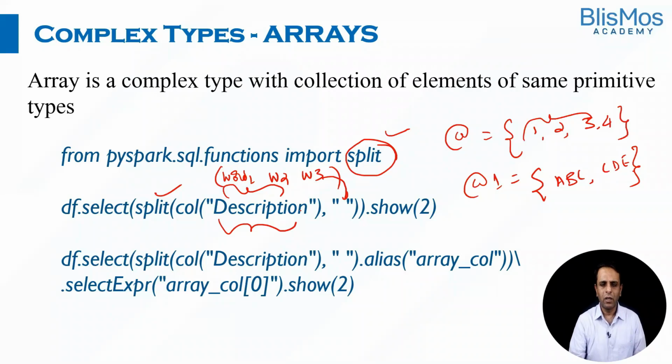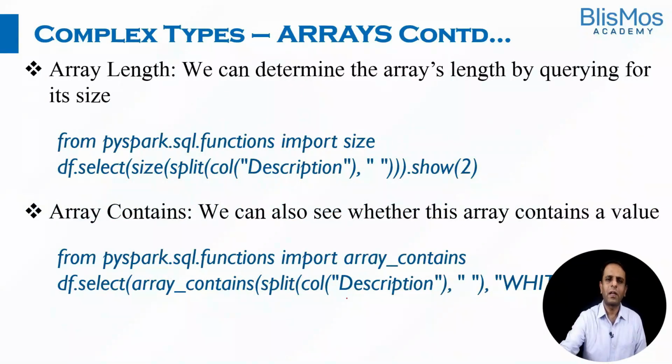After creating an array, you can go ahead and access the elements of an array by using array column, and the first element would be 0, the second element would be 1, like that. Access the elements by using array underscore column, and then by specifying the place at which the element is present. And also we have a couple of other functions related to the array.